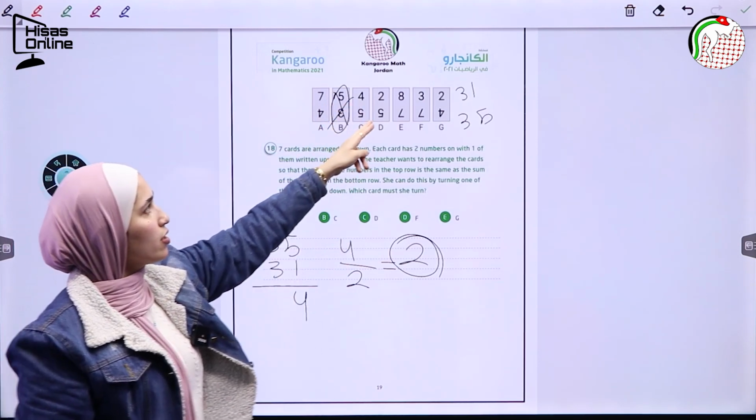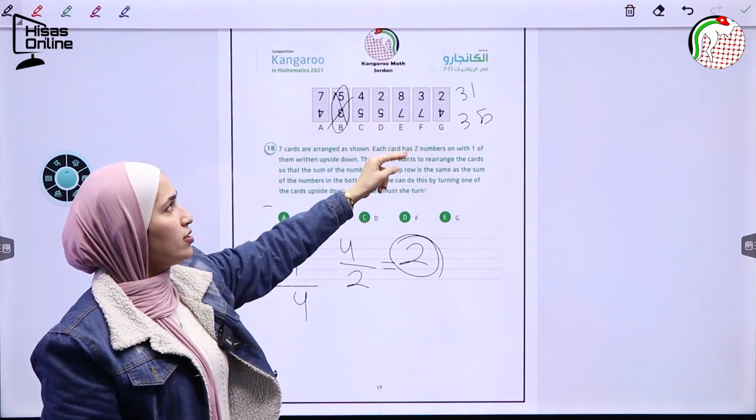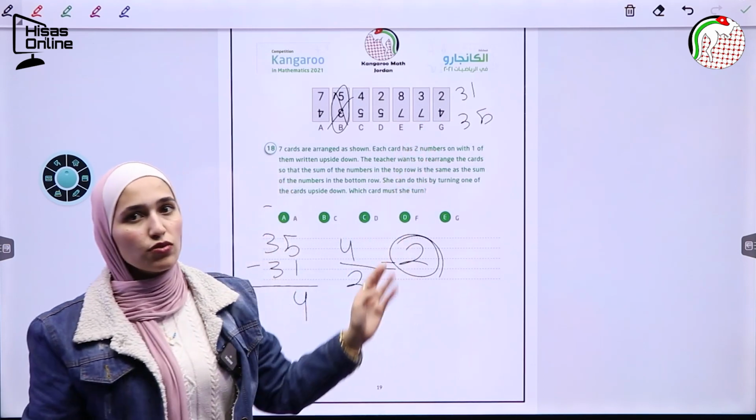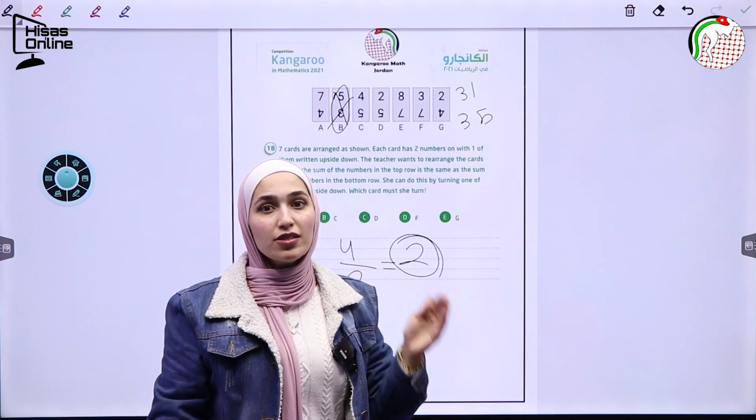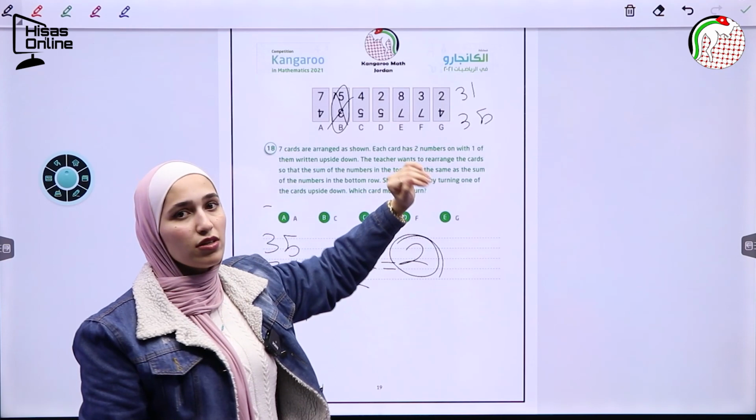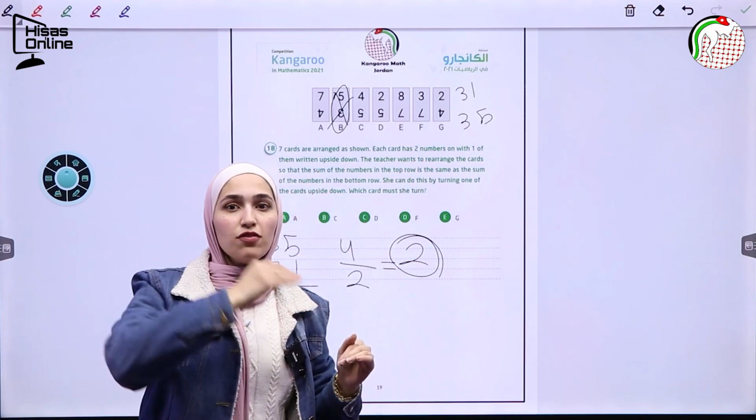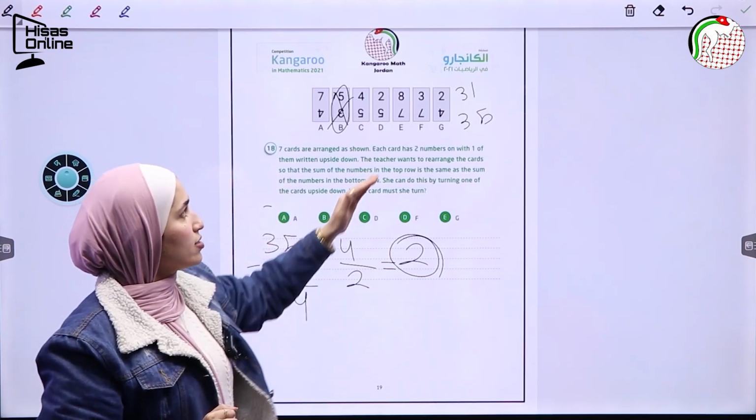1, so it doesn't work. 5 and 2, 3 doesn't work. 8 and 7, 1 doesn't work. 3 and 7, the difference is 4, so it doesn't work. And the last card, 4 and 2, and the difference between them is 2, as we need. But let's check if the greater number is in the second row, and after flipping it, it will be in the first row to increase the value in the first row. So the answer is this card.